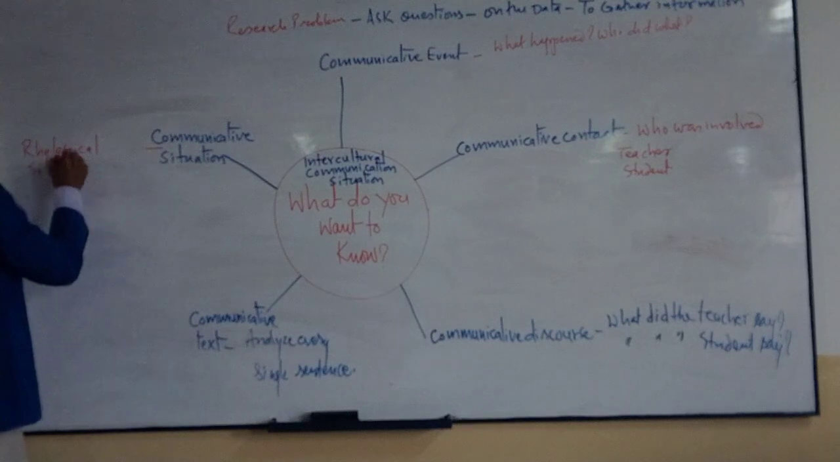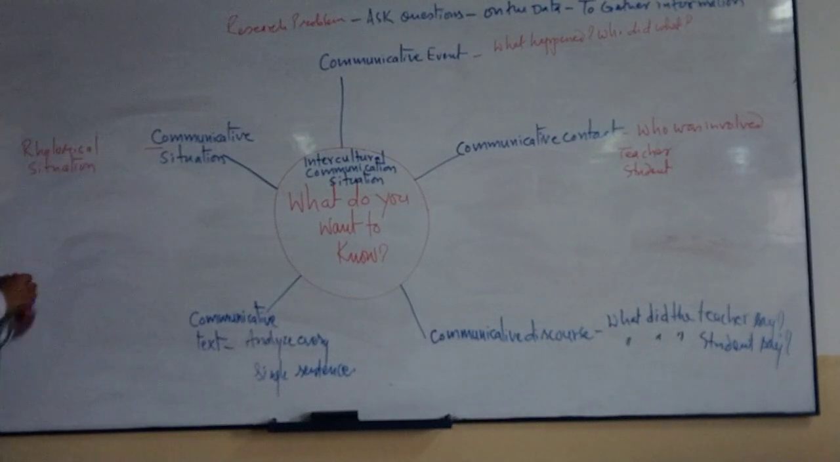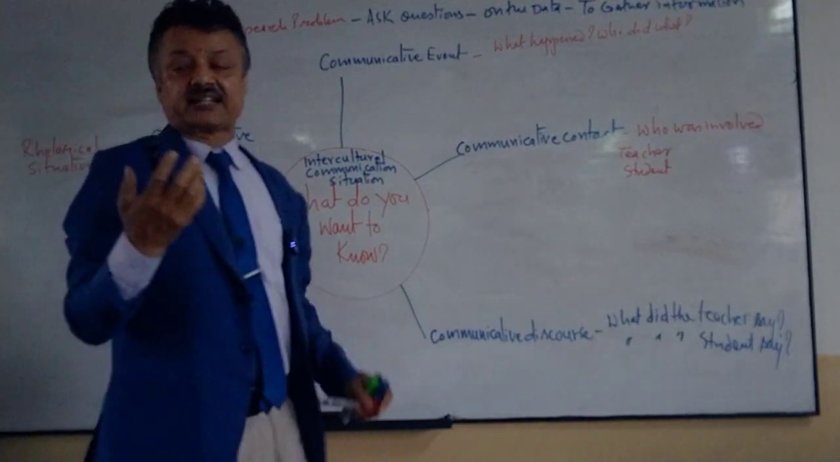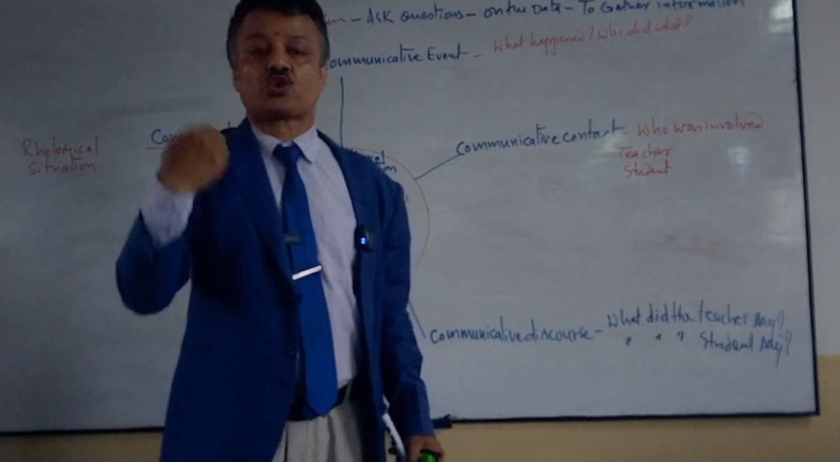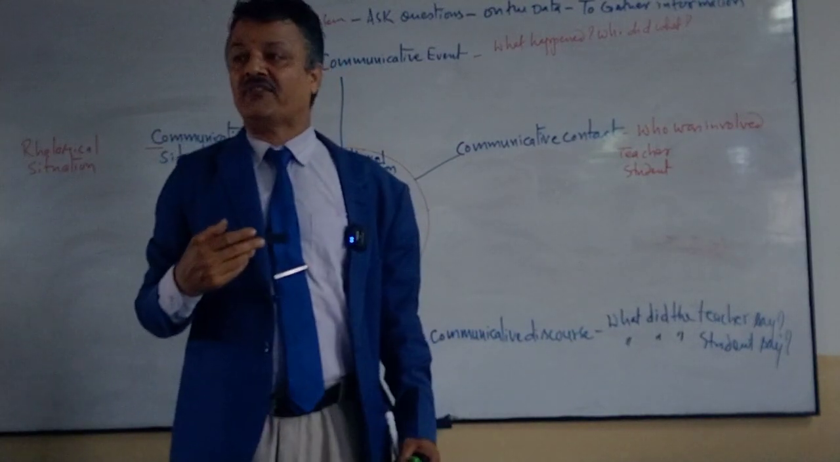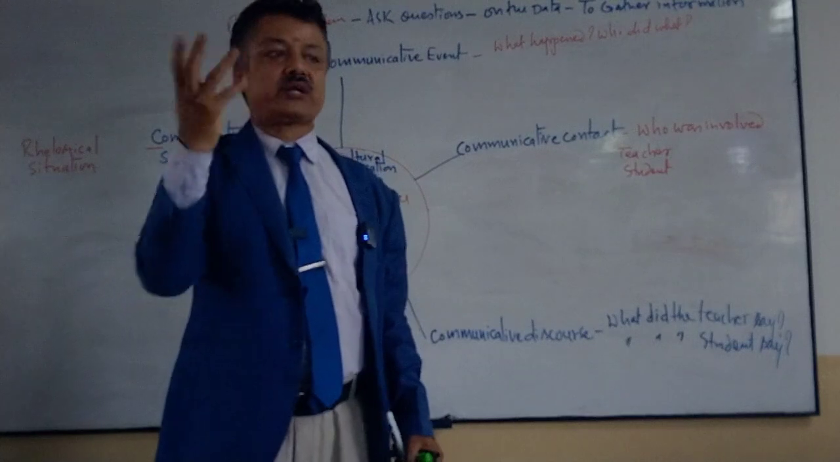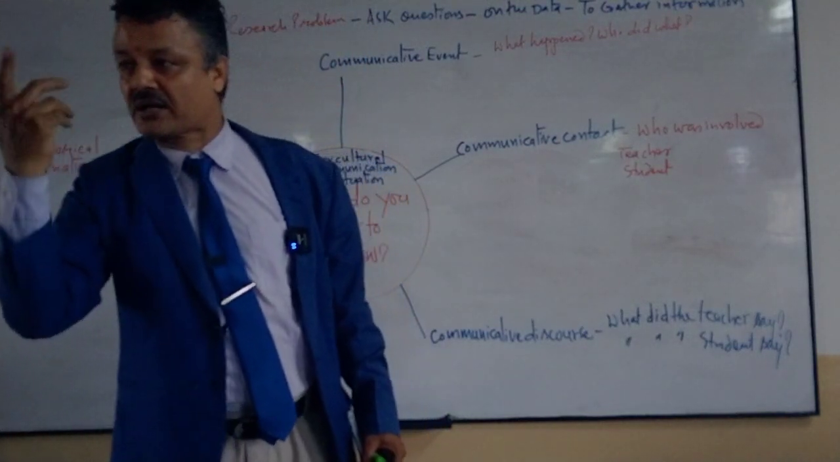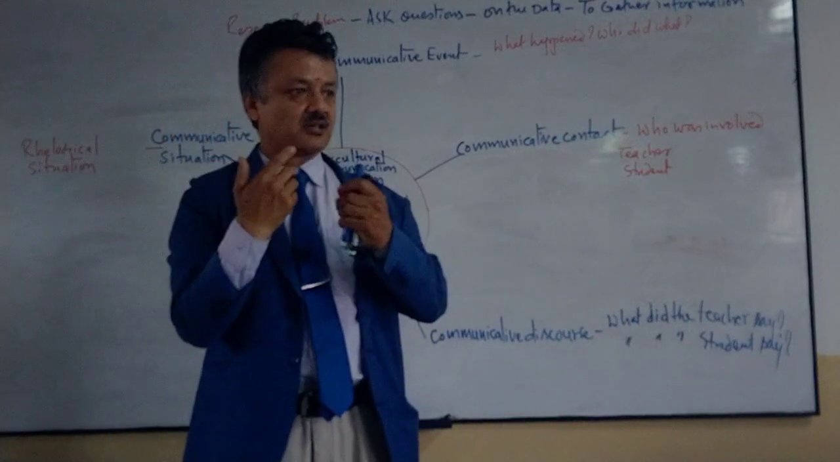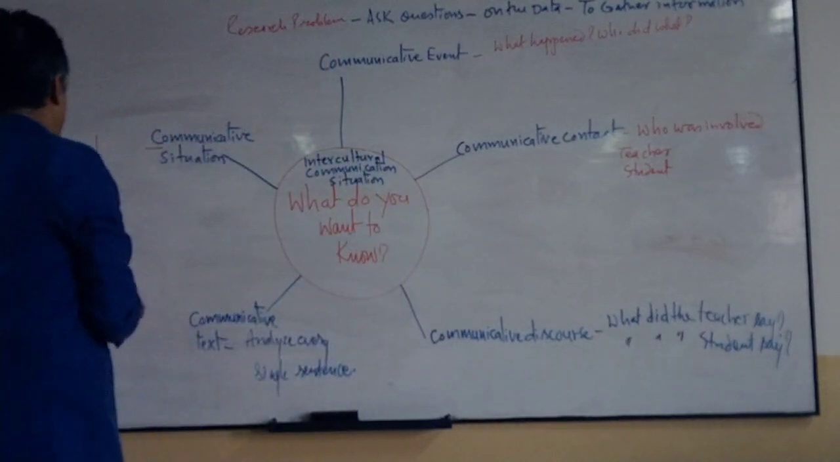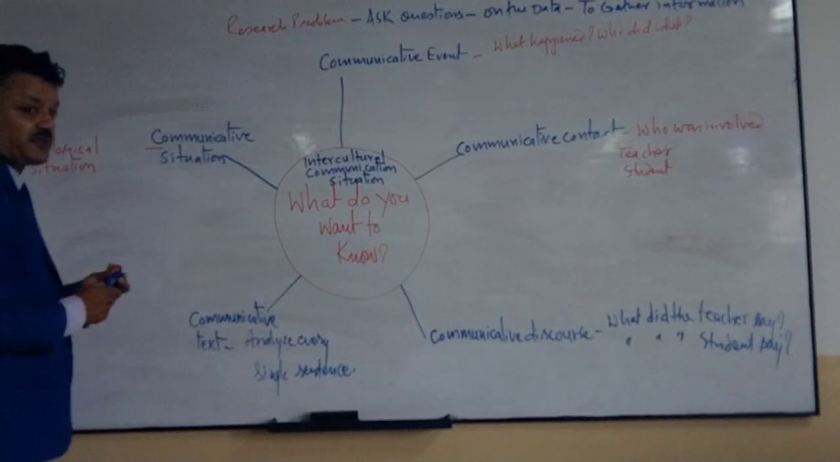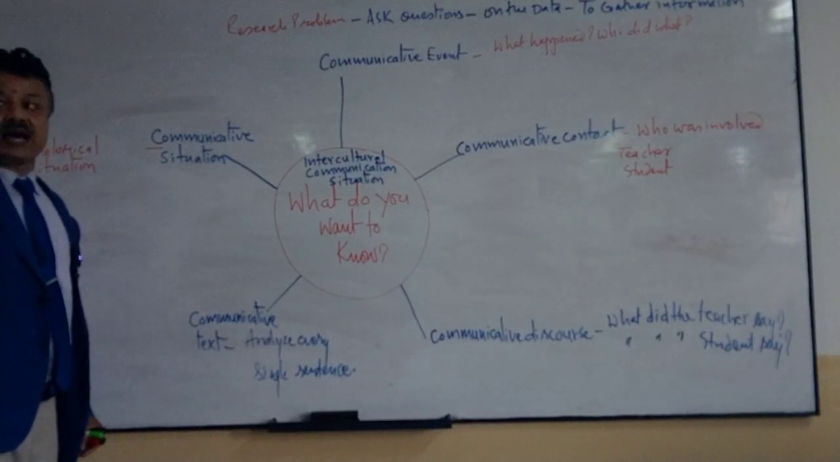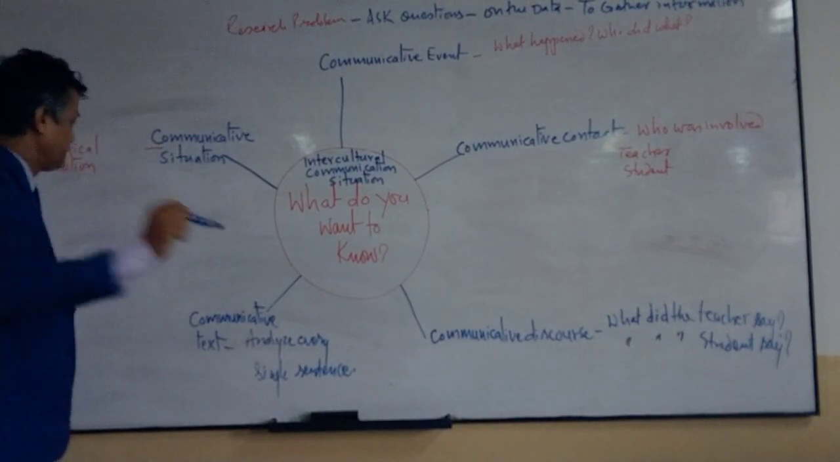rhetorical situation. Rhetoric is, what is rhetoric? Art of persuasion. Art of persuasion. Hakaune kala is rhetoric. Rhetoric is hakaune kala. Or like convincing. Now when you say, I'll focus on communicative situation, what makes up communicative situation?